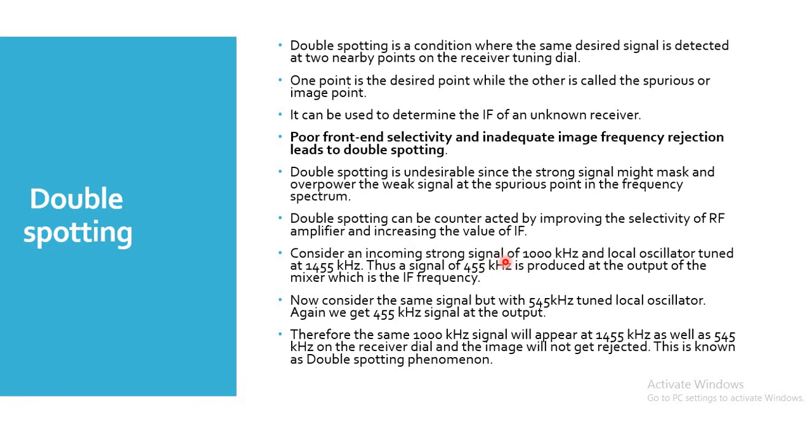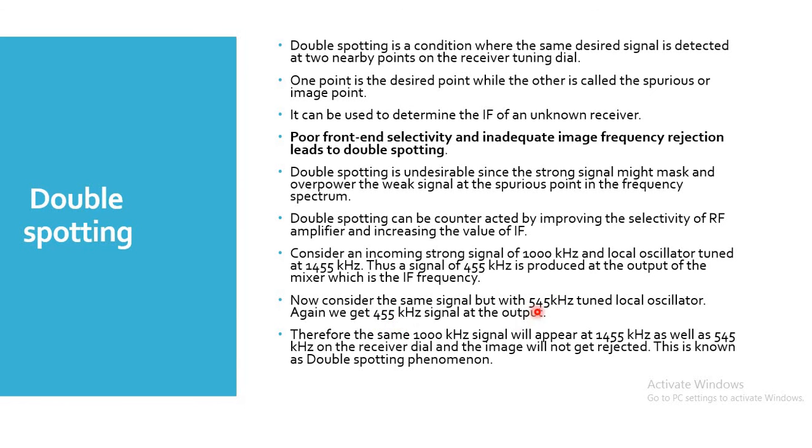Consider the incoming signal, a strong signal of 1000 kilohertz, and the local oscillator is tuned to 1455. Now as the input signal value is 1000 and the local oscillator is tuned to 1455, thus the IF value which we are getting at the output, 455 kilohertz, is produced, which is nothing but the IF frequency. Now consider the same signal but with a 545 kilohertz tuned local oscillator. Here the local oscillator frequency is tuned to 545 kilohertz. Now again we are getting the output as 455.